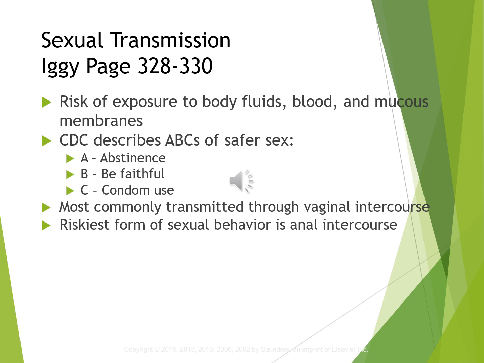It is most commonly transmitted through vaginal sex, or intercourse, but the riskiest form of sexual behavior is anal intercourse, just due to the possible tears in the mucous membranes and also the possibility that when those tear, that may allow there to be exposure to blood. And so that is why that is the riskiest behavior, but the most common way is through vaginal intercourse.